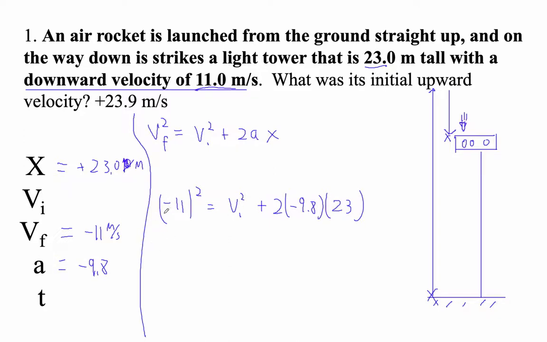Negative 11 squared is 121, and if your calculator says it's negative 121, it's having problems. So even if it tells you it's negative 121, that's not correct. Okay, so 2 times negative 9.8 times 23 is negative 450.8.